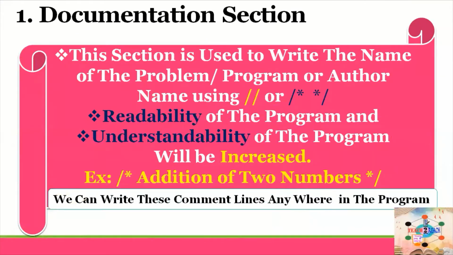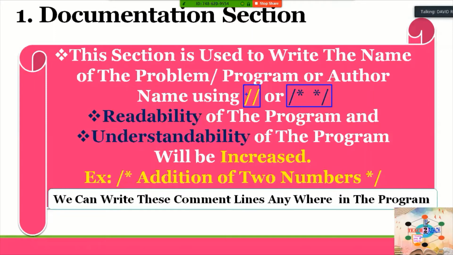Then first we will see the documentation section. The documentation section includes different comment lines. This section can be used to write the name of the program, or the name of the problem, the author name. To write these, generally we use two types of comment lines. The first one is double slash, or slash star star slash. If you want to convert multiple lines into comment lines, we use slash star star slash. If you want to write only a single line, we use a double slash.